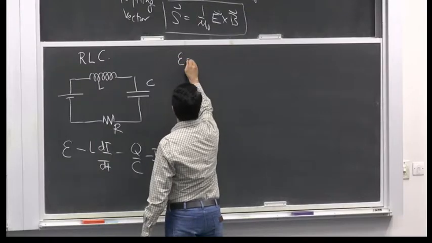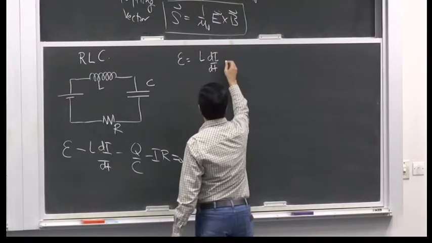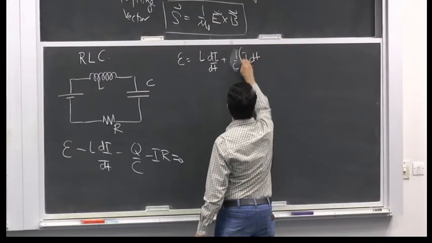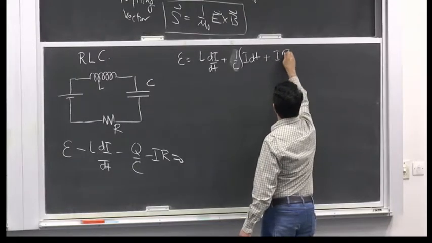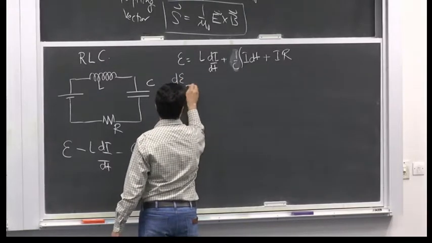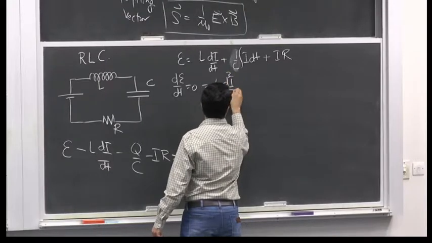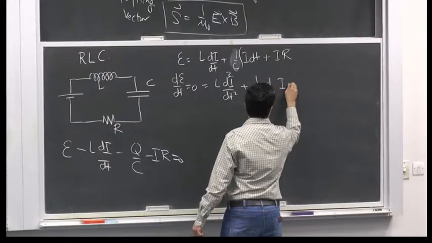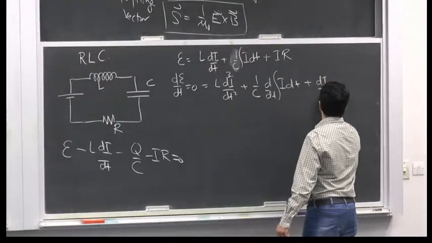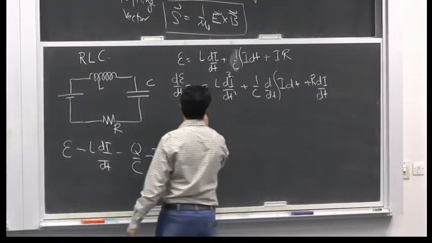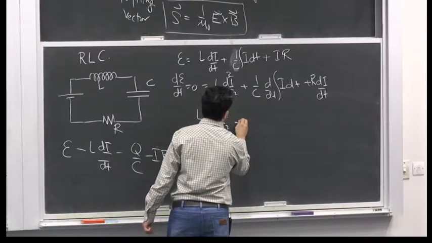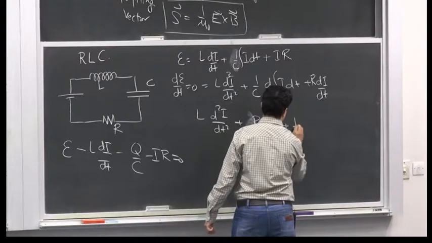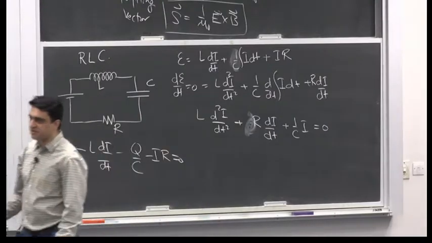So I can rewrite it as E equals L dI/dt plus Q/C, which I can write as 1 over C integral of I dt, plus IR. Take again the derivative, dE/dt, and this is 0, so I am taking L d²I/dt² plus 1 over C times I plus dI/dt multiplied by R. Rearranging it, so there's a second order differential equation in I.